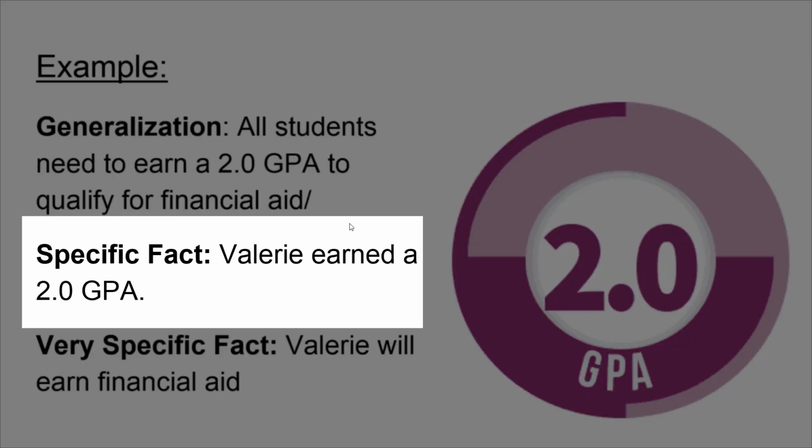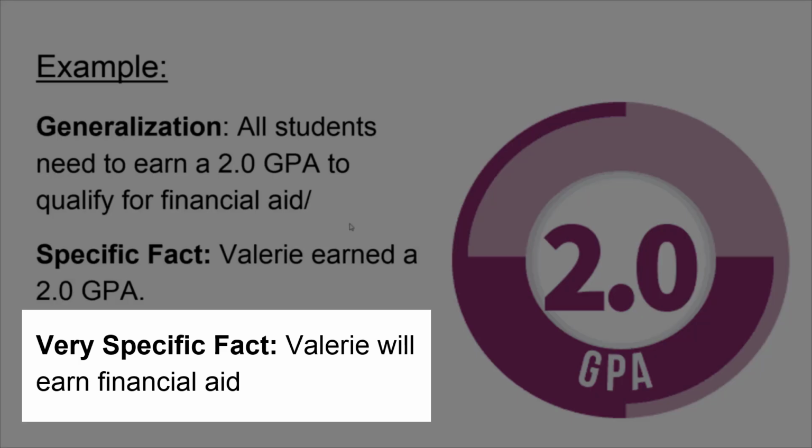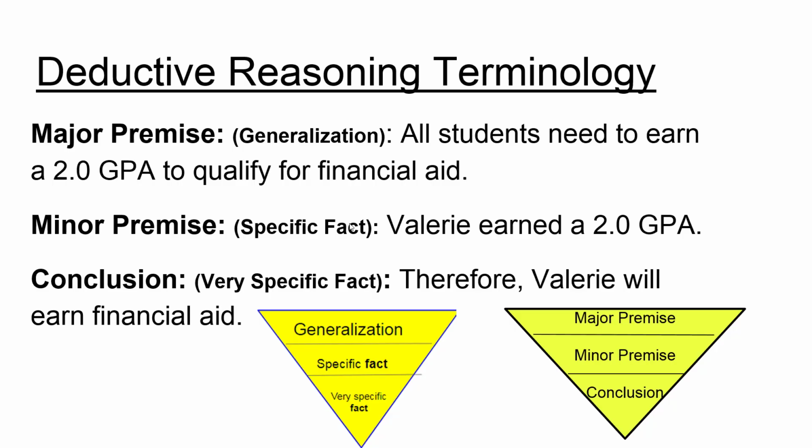A specific fact is Valerie earned a 2.0. A very specific fact is Valerie will earn financial aid. In the Toulmin model, deductive reasoning has specific terminology. We call it the major premise, the generalization, the minor premise, a specific fact, and a conclusion, a very specific fact. Applying this terminology, the major premise would be all students need to earn a 2.0 to qualify for financial aid. The minor premise, Valerie earned a 2.0, and the conclusion, therefore, Valerie will earn financial aid.